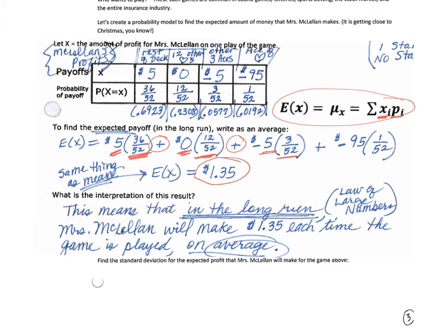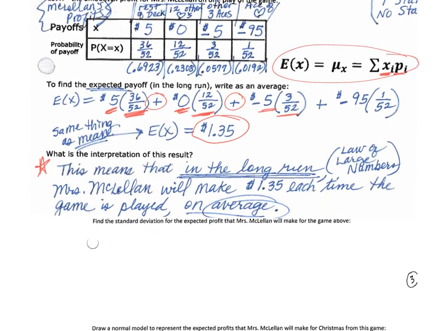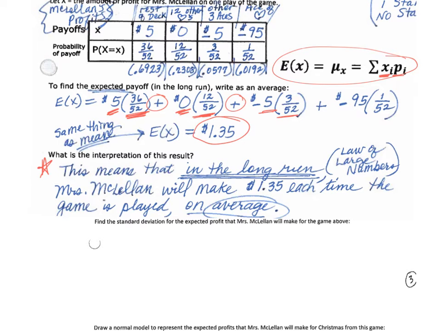It seems so low, though. Now that's on average per person. That's on average per every person that plays this game. So let's interpret this result. And here it is. This means that in the long run, per the law of large numbers, each time this game is played, McClellan will make $1.35 on average. So every person that plays, on average, I make $1.35.